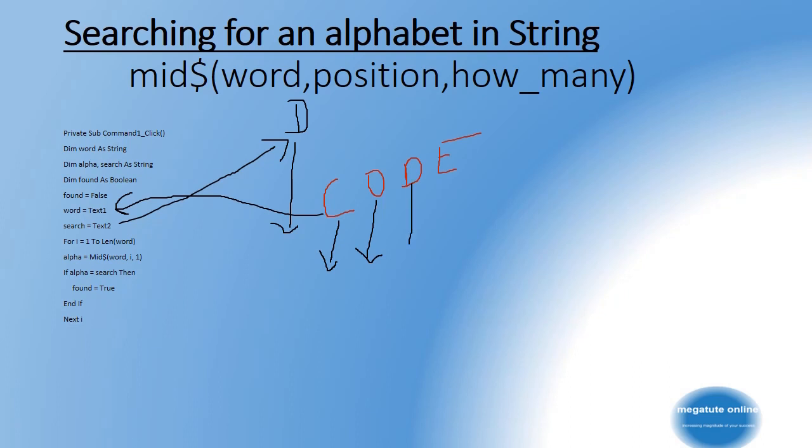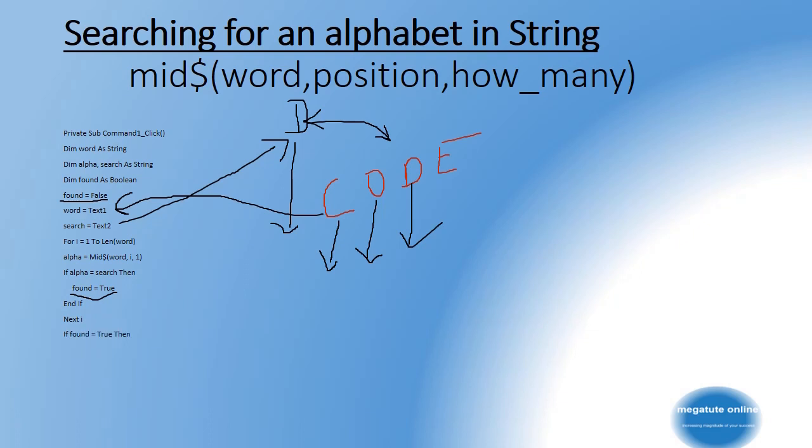I will become 3. It will pull out D. Now this time the letter pulled out is D, and the search letter which you are looking for is also D. So what will happen? They will match. So if they match, then this if condition happens to be true, and when this if condition is true, the found variable will become true, which was initially false. This signifies that the alphabet has been found. So this is the way you are going to search an alphabet from a word.